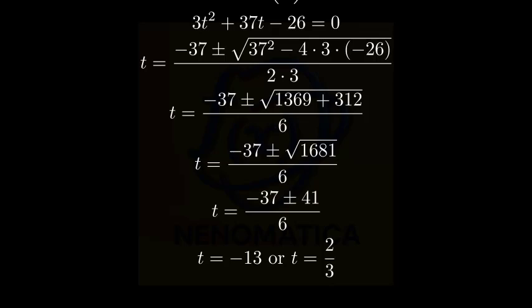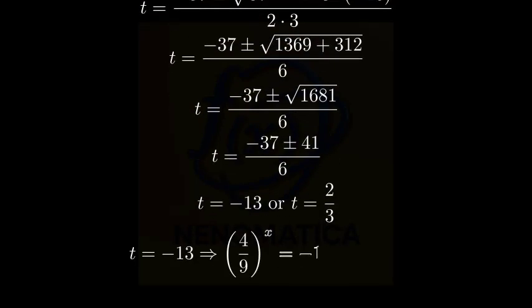Further simplification gives t equals negative 37 plus or minus the square root of 1,681, all divided by 6. Taking the square root, we get t equals negative 37 plus or minus 41, all divided by 6. This gives us two values, t equals negative 13 or t equals 2/3.